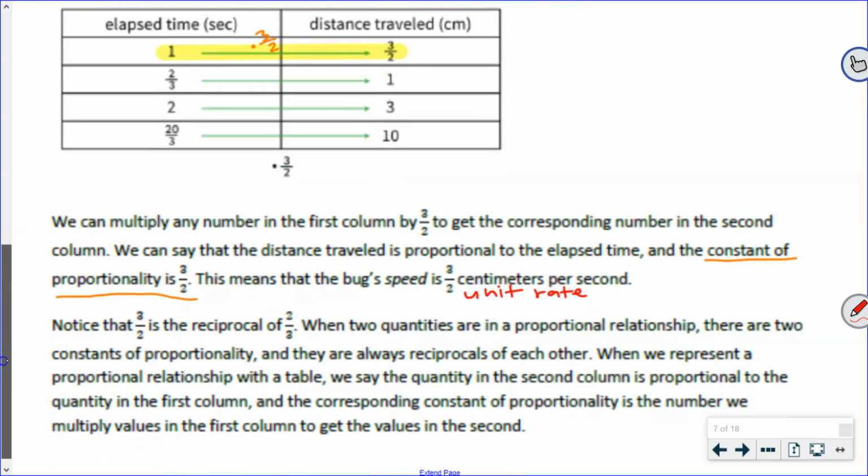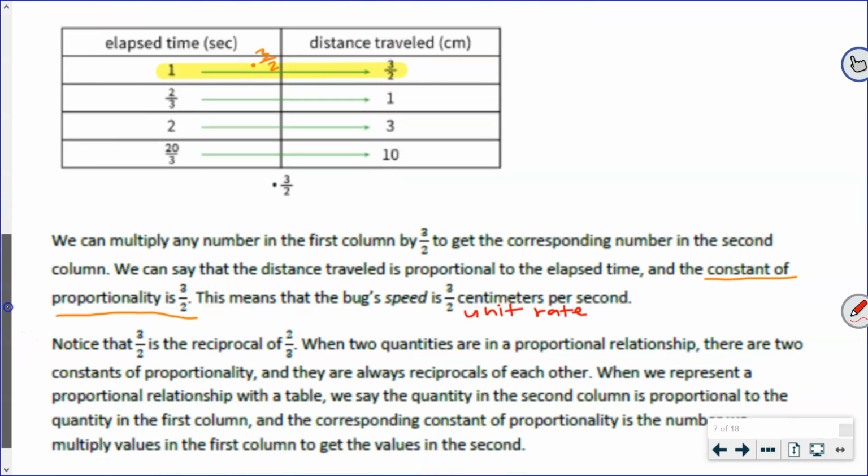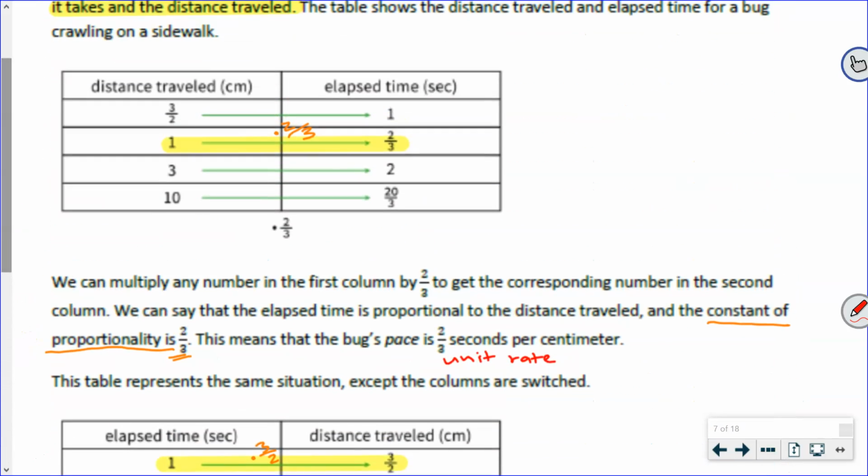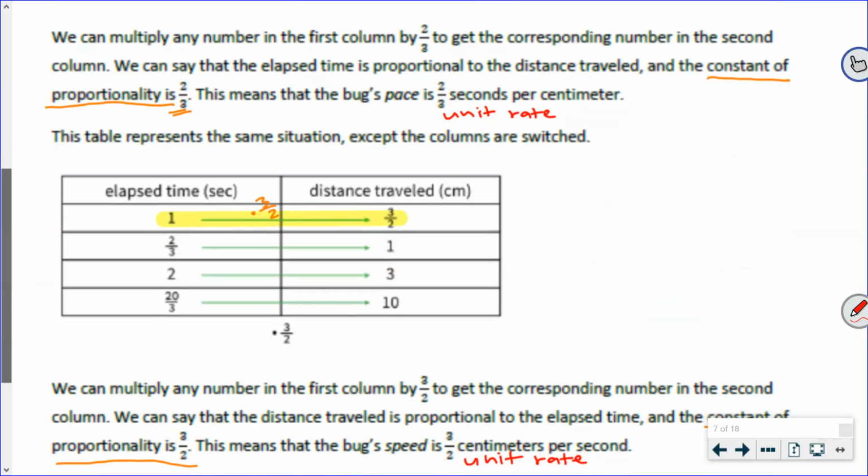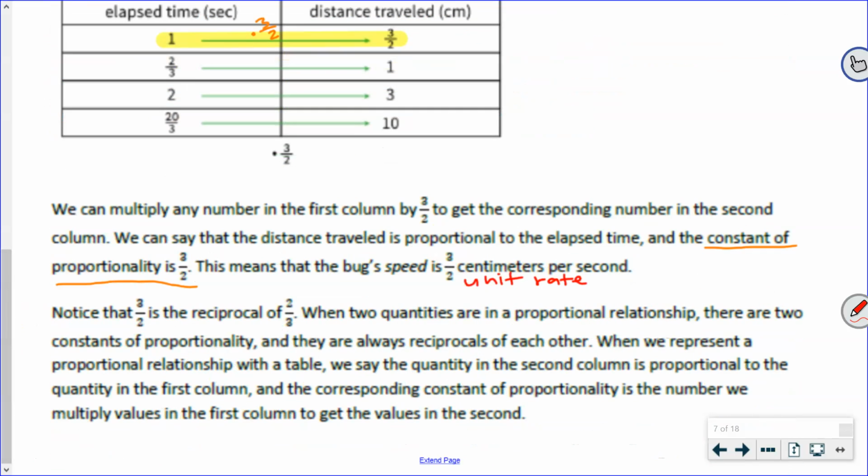I also want you to notice the relationship between these two constants of proportionality. Going forward, we multiplied by 2/3, but when I switch those columns, now I'm multiplying by 3/2. There's a word for that. We talked about that last time, and as a brief review, these are reciprocals. And whenever we switch those columns, they're always going to be reciprocals.